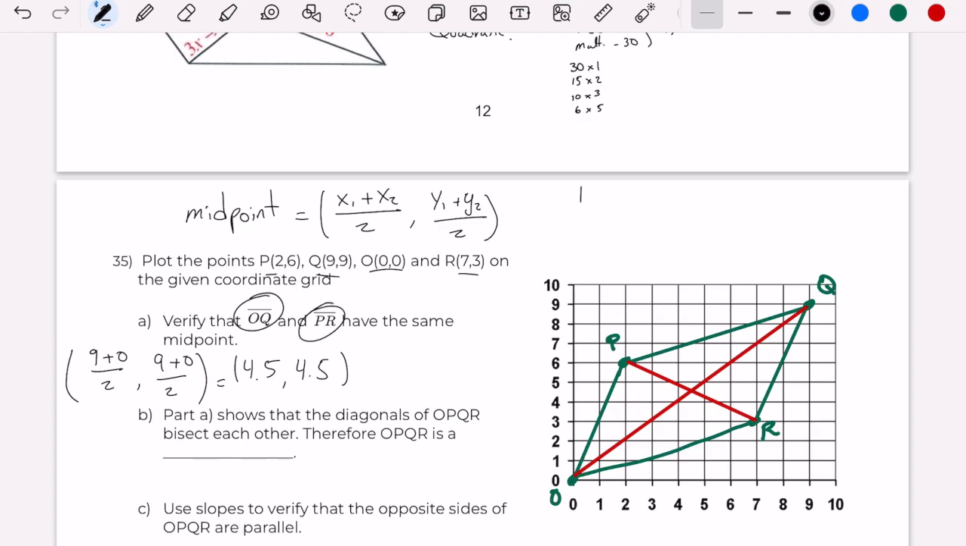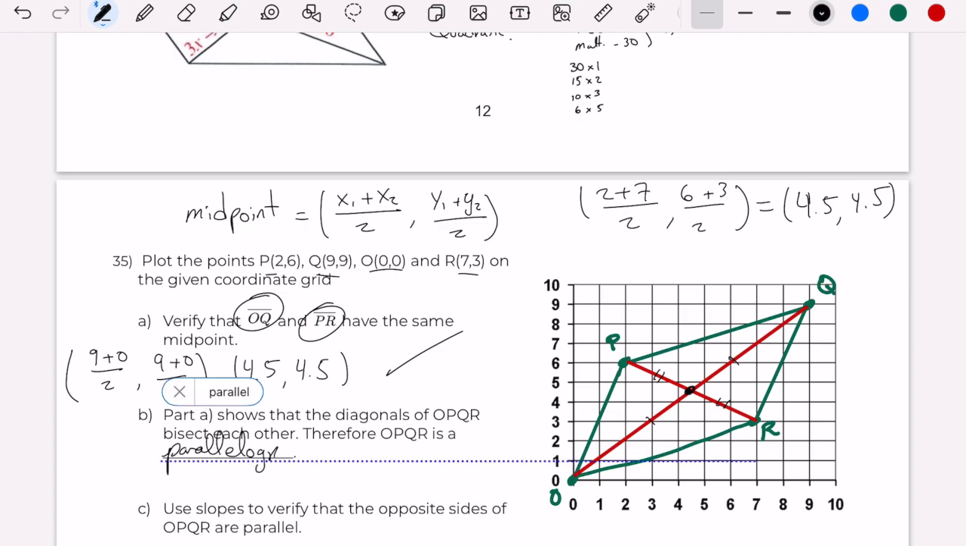Lovely. Then the midpoint of PR is applying this formula to P and R. So it is (2 plus 7) over 2, (6 plus 3) over 2. And that is 9 halves and 9 halves. So that is again 4.5, 4.5. So yes, they do have the same midpoint. Now, because they have the same midpoint, that means that this and this are the same, and this and this are the same. So this is a parallelogram.